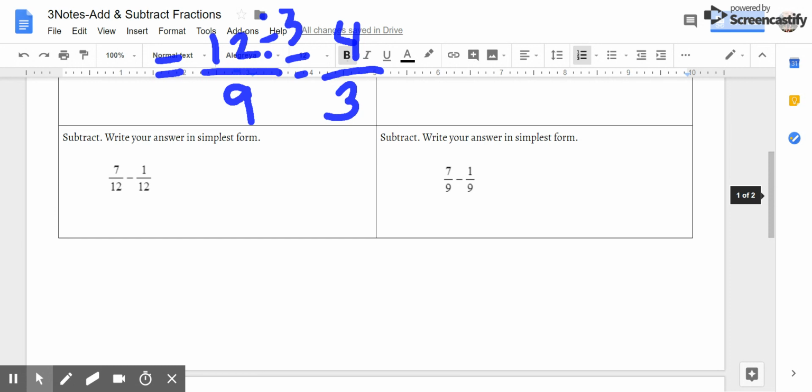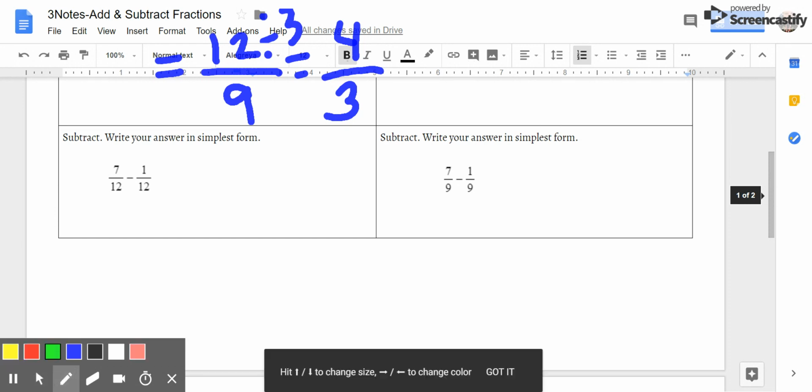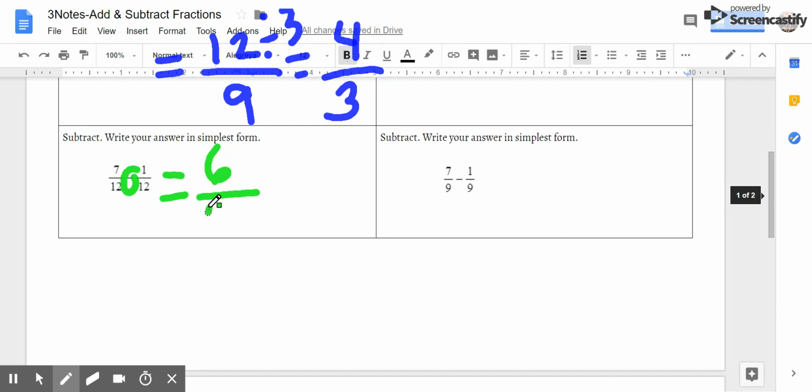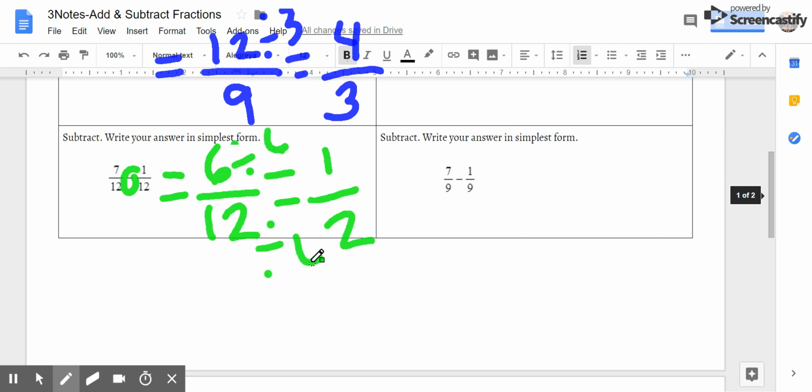All right, and the next question is a subtracting problem. So always be sure that you are looking to see if you're supposed to be adding or subtracting. So this is subtracting. 7 minus 1 is 6. Denominator stays the same. And then again, I just need to simplify. What's the largest number that can be divided by both 6 and 12? That is 6. So my answer is 1/2.